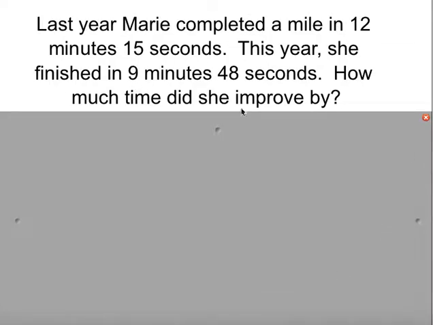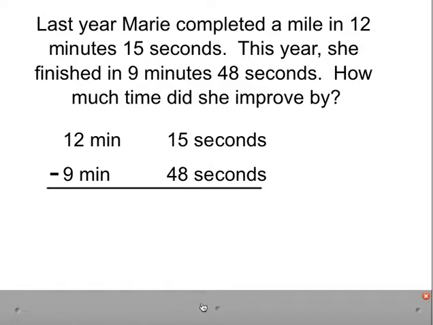All right, next one. Last year Marie completed a mile in 12 minutes, 15 seconds. This year she finished in 9 minutes, 48 seconds. How much did she improve by? Once again, we need to find the difference between these. So we're going to subtract. Once again, we have too few seconds here to subtract 48 from. So we need to borrow a minute.